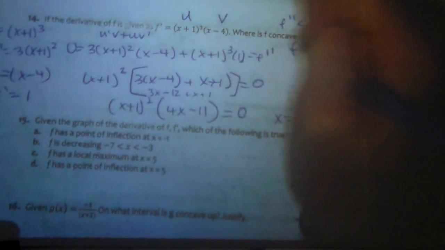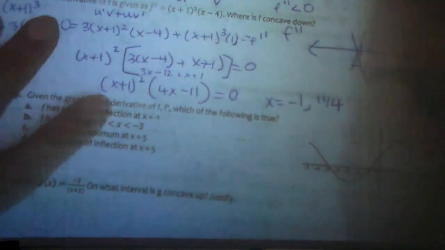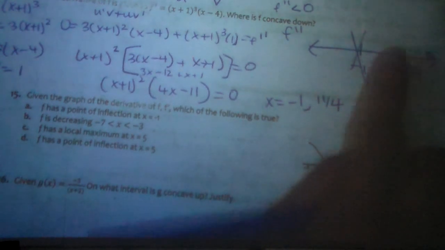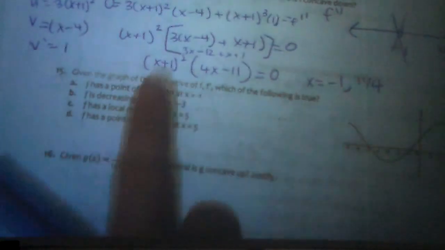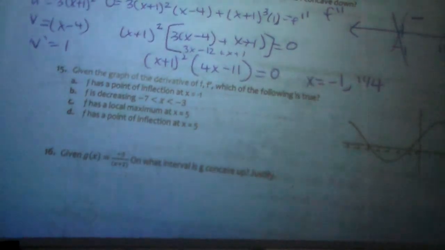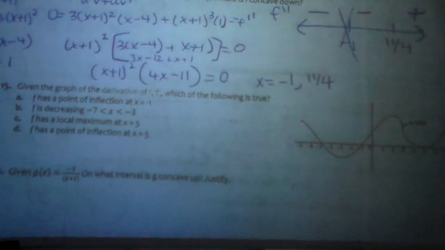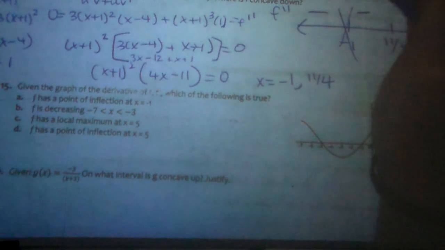Make your number line, -1 and 11/4. x equals -1 is getting squared, so I know it's not going to change signs there, so I only really need to check one side of this. So let's say I plugged in 0. That's positive. 0 minus 11 is negative, and then after that will be positive. This one doesn't change signs, so it's still negative. So concave down for x less than 11/4.